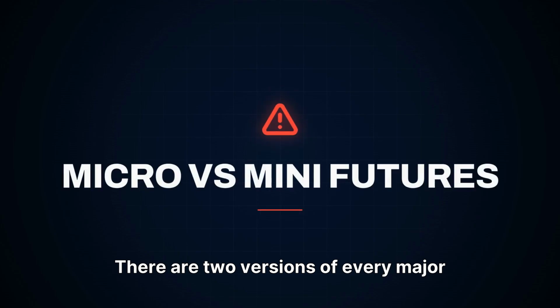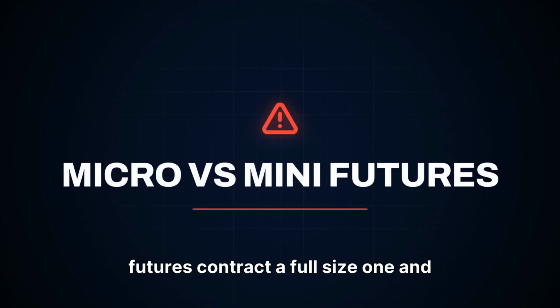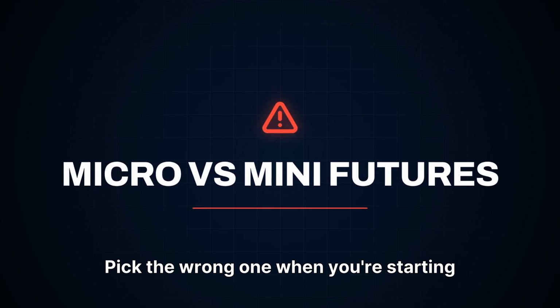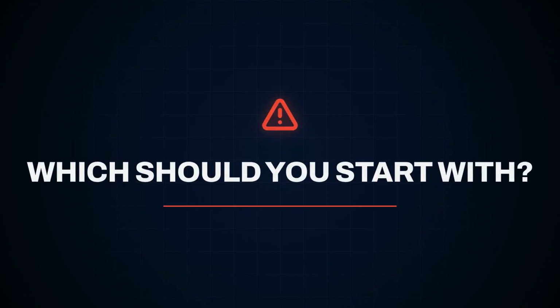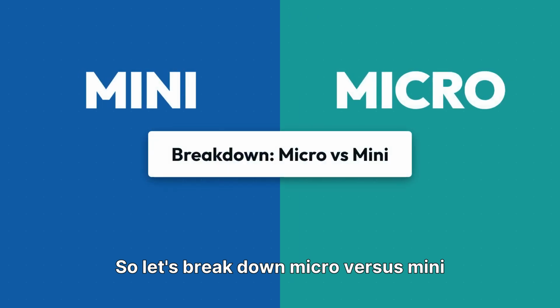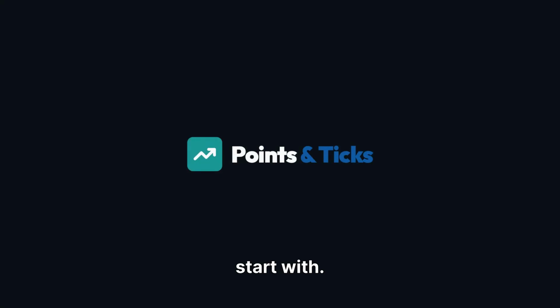There are two versions of every major futures contract, a full-size one and a smaller one. Pick the wrong one when you're starting out, and a single bad trade can wipe out weeks of progress. So let's break down micro versus mini futures and which one you should actually start with.